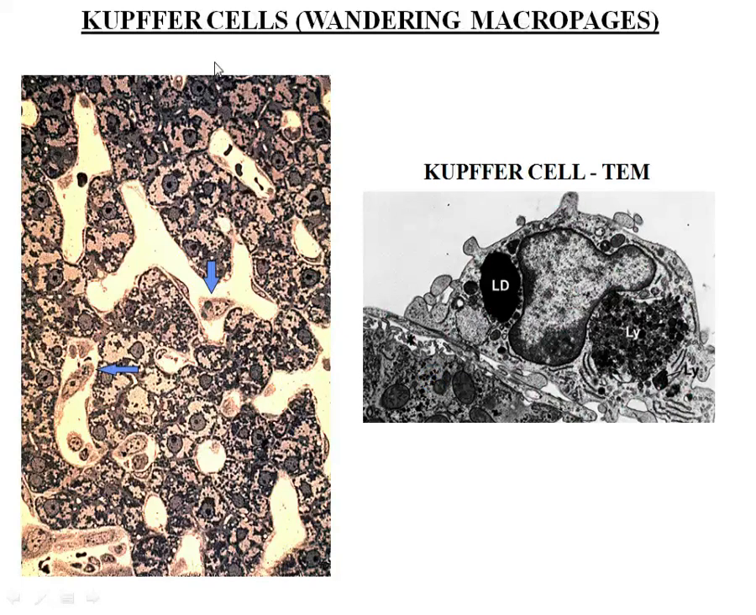Then here Kupffer cells. These are wandering macrophages like WBCs. They move in the sinusoids, and if they find some toxic material or foreign thing, they engulf it and serve as WBCs, the Kupffer cells, macrophages in the liver. All these are the Kupffer cells here.